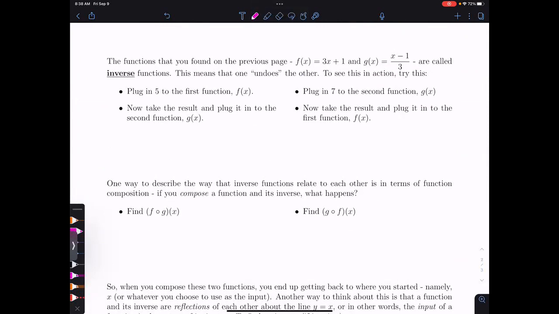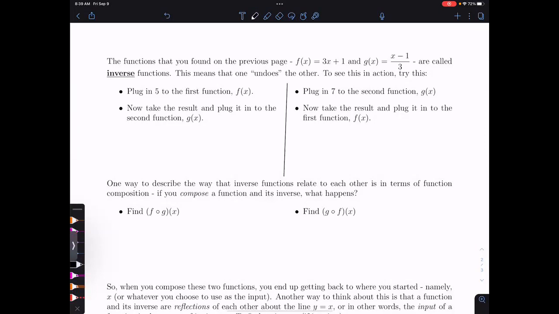I've labeled the thing that we started with, 3x plus 1, as f. I've labeled the thing that we think is the inverse, x minus 1 over 3, as g. Plug 5 into f, and then take the result and plug it into g. Then go the other way: plug 7 into g, and then take the result and plug it into f. In both cases, you should end up back where you started, but just check real quick that you do.